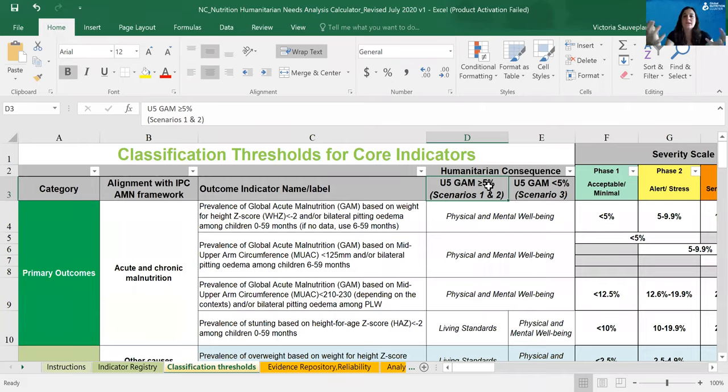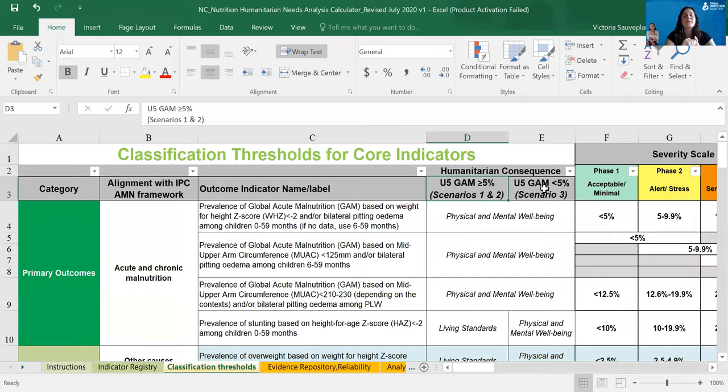Then if you're in a context where global acute malnutrition under five is less than five, then you are only looking at scenario three. So we're trying to streamline the thought process between these three scenarios. I'll repeat once again, scenario one is if an IPC acute malnutrition analysis will be done and that will feed into your nutrition situation analysis.